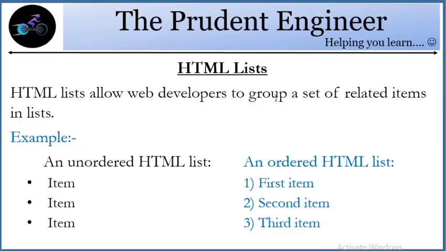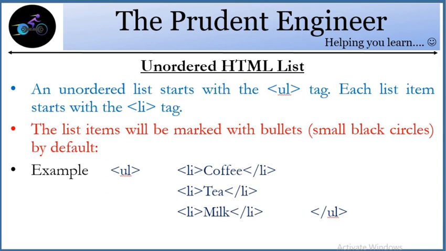So the list allows the developers to set our related items in the list. Like the example I show you of unordered list is this, like bullets coming before the elements, and the ordered list will be coming having a number, numeric number, alphabetical, Roman numbers. This is the way how you can organize the list. Okay, so what is the way you can add?